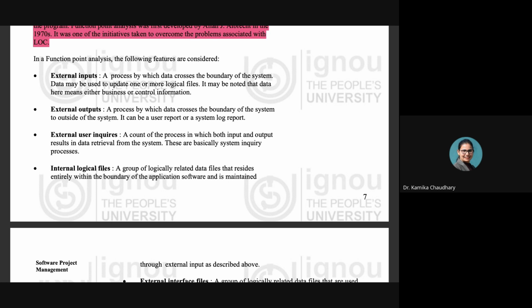In the case of external output, all the outputs generated by the software, or all the outputs crossing the boundary of the system, or going outside the boundary of the system, come under external output, right? For example, it can be a user report or a system log report. Then the external user inquiries. These are the count of processes in which both the input and the output result in data retrieval from the system. Inquiries means some inquiry has been made, and obviously there will be an answer to that inquiry. So it includes both the input and the output resulting in data retrieval from the system, right?